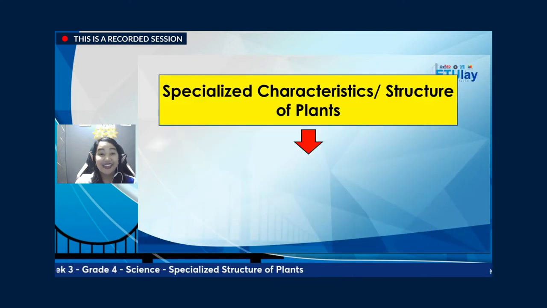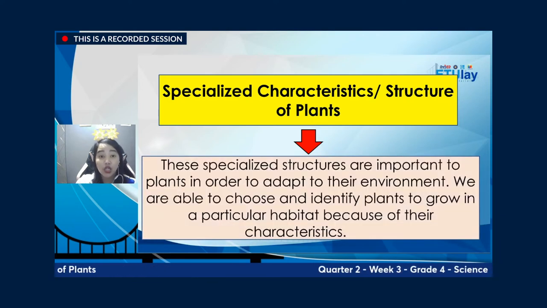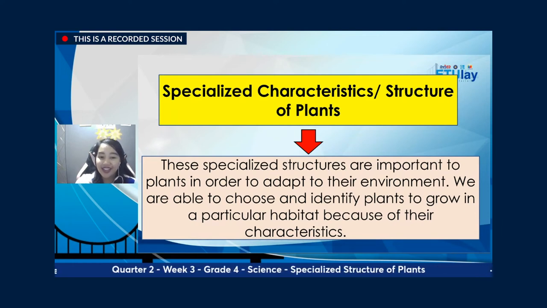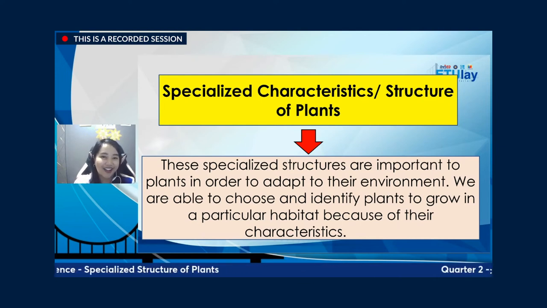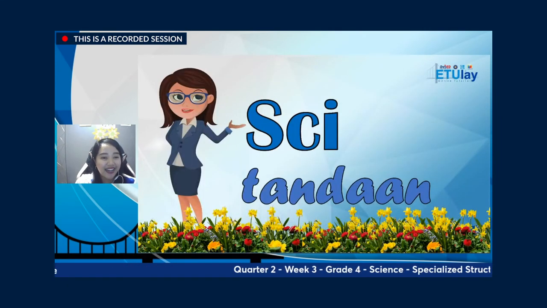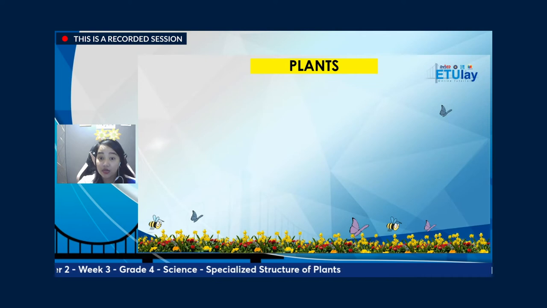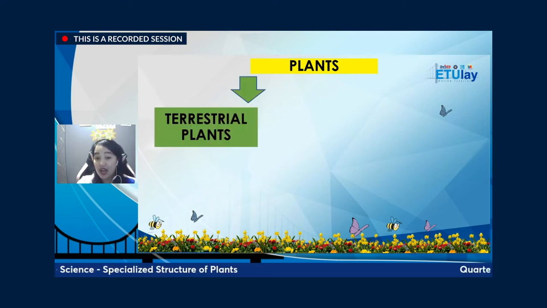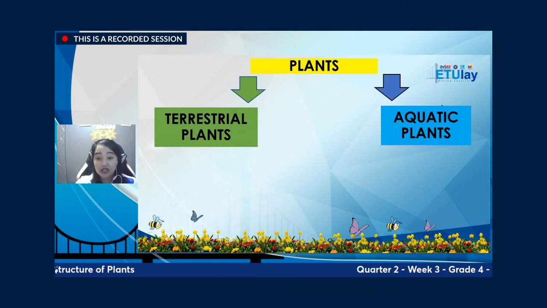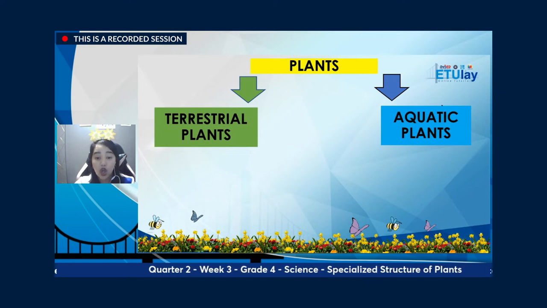Okay. The specialized characteristics and structures of plants are important to plants in order to adapt to their environment. And we are able to choose and identify the plants to grow in a particular habitat because of their characteristics. And our little scientists, tandaan, plants can be classified according to their habitat. They could be terrestrial plants or aquatic plants. Terrestrial plants are plants that live on land, while aquatic plants are plants that live in water.